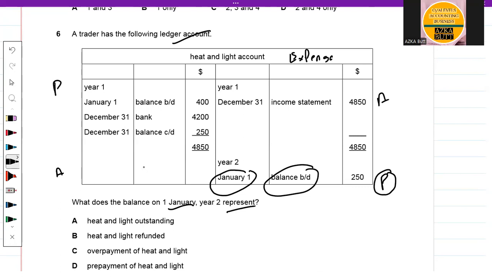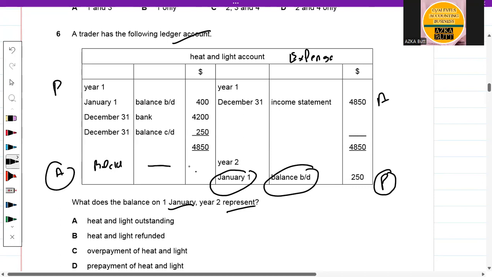Okay. So if the balance BD is here, it is showing us an accrued balance, because the balance CD would be there, which is accrued, and now that would be shifting towards here in the form of balance BD. So this is accrued. So it means that your heat and light expense is outstanding. So A option is the right option.